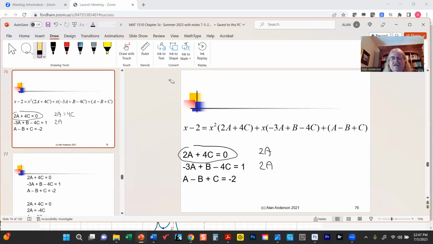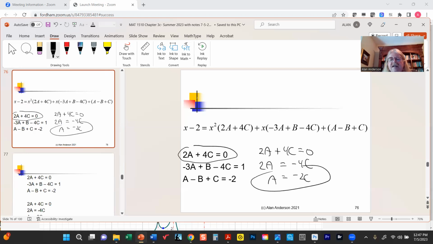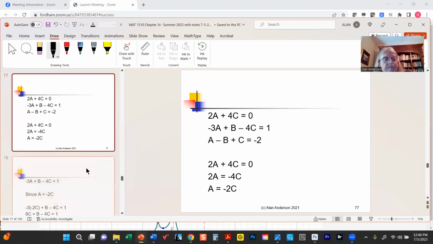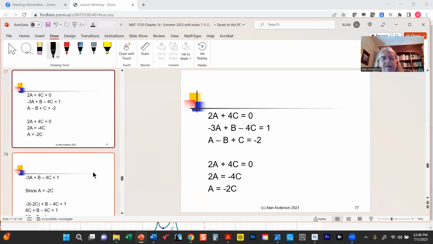Whoops, what did I do? I got negative 2c, which means that can go into either of these two equations or both. Okay. And then I've got two equations in terms of just b and c. Let's see, is that what I did here? Yes, it sure is. Okay, good. And so, like I said, once that's done, I'm going to replace the a's in this equation and this equation with negative 2c.